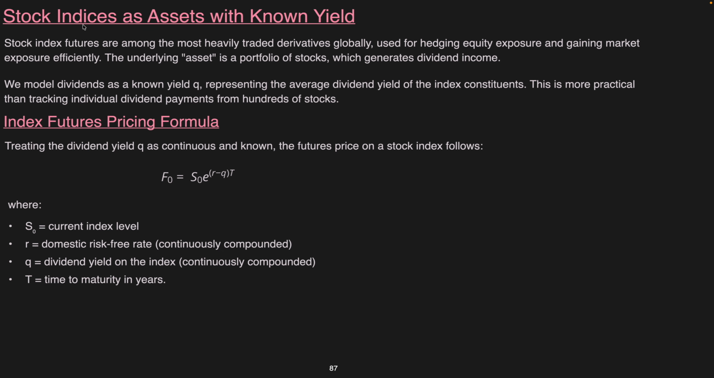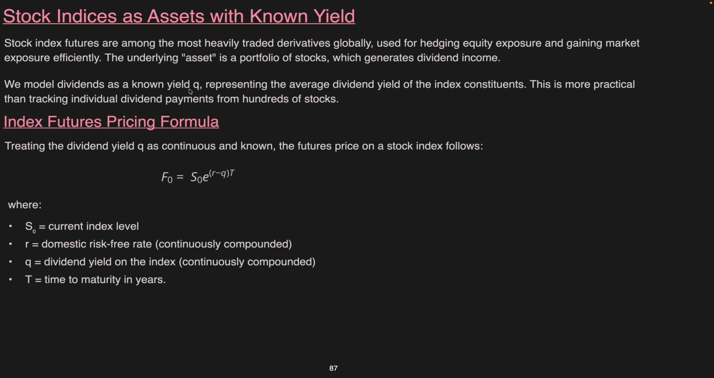Now, stock indices as assets with known yield. So what does it mean? In stock index futures, the index future generally represents a combination of various stocks of the index. If we consider Nifty 50 stock index future, it represents all the 50 stocks in the Nifty 50 index. Some of these stocks may give dividends. When we calculate all these dividends together, we get what is known as the yield.